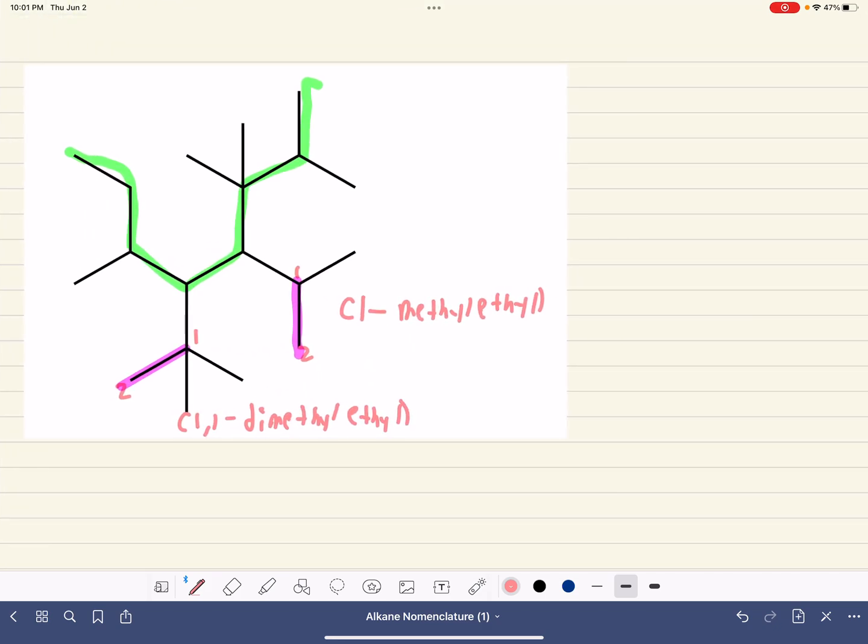So how would I want to number this? Well, it seems I want to number it in this direction, because I would encounter my first substituent at position 2 versus position 3. So I'm going to number it in that direction. So it would be 1, 2, 3, 4, 5. Oh, I'm missing a carbon. 1, 2, 3, 4, 5, 6, 7, 8, so 8 carbons, so that's octane.